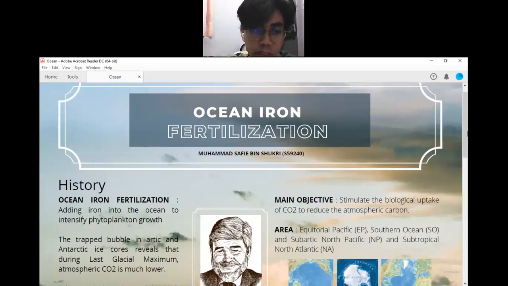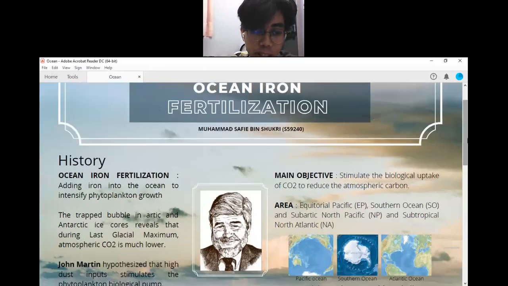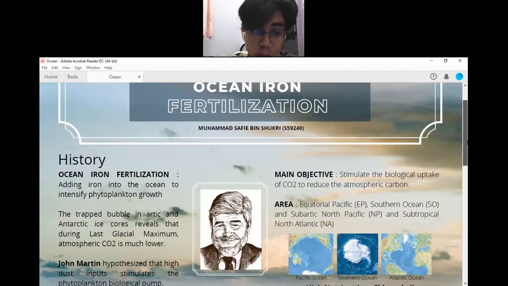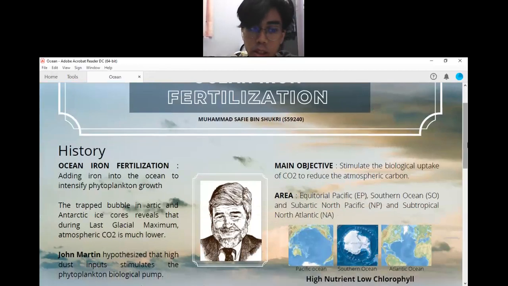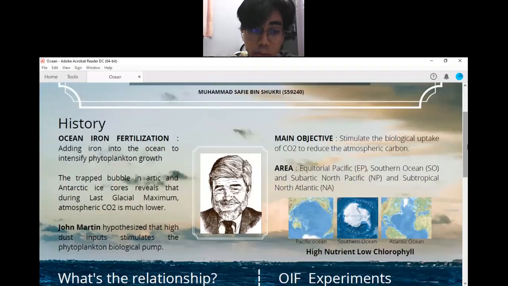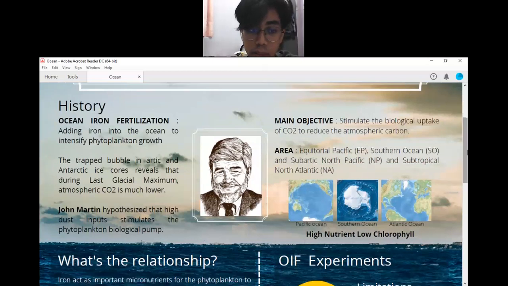The definition of ocean iron fertilization is the adding of iron into the ocean to intensify photosynthetic growth. Scientists have revealed from the trapped bubbles in Arctic and Antarctic ice cores that during the last glacial maximum, free CO2 was much lower than in pre-industrial times. So John Martin hypothesized that high dust input stimulates the phytoplankton vertical pump. The main objective of OIF is to stimulate the biological uptake of CO2 to reduce atmospheric carbon.